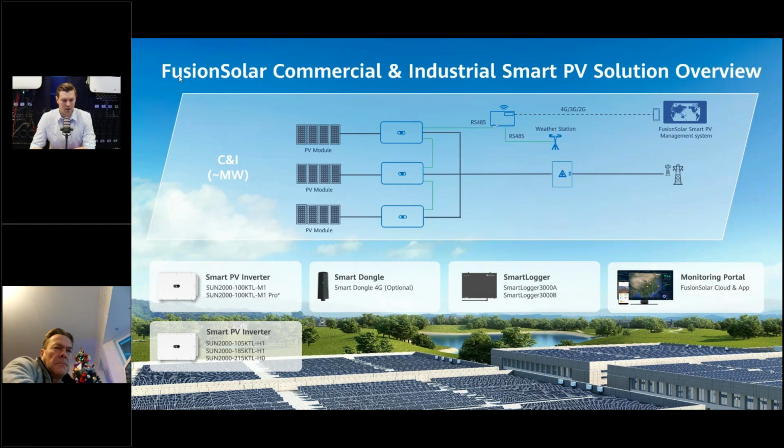So 215 KTL H0 has 9 MPP trackers and 18 inputs, but there is also one additional version of this inverter which will be available in Europe as well next year, which is 215 KTL H3. The difference between them is that H3 has only 3 MPP trackers, and those 3 MPP trackers have 5, 5, and 4 inputs. And each MPP tracker can withstand up to 100 amps. So it means that 20 amps per string can be actually handled by this inverter.